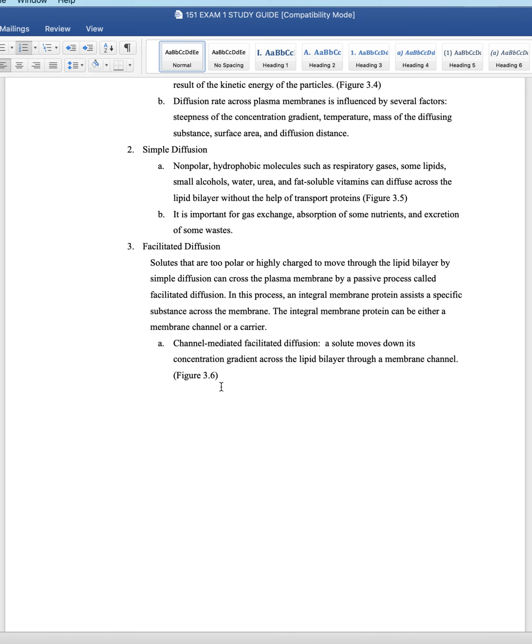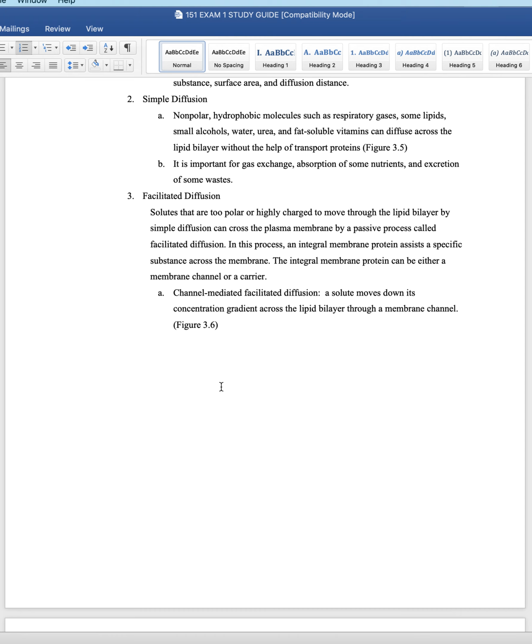But we also can have facilitated diffusion, whereby things are still going from high concentration to low concentration, but they might be too large or too polar or too highly charged to move directly through the lipid bilayer. So they have to go through channels. So we have facilitated diffusion via channels and via carrier proteins.